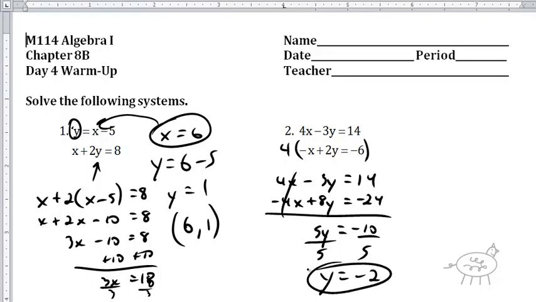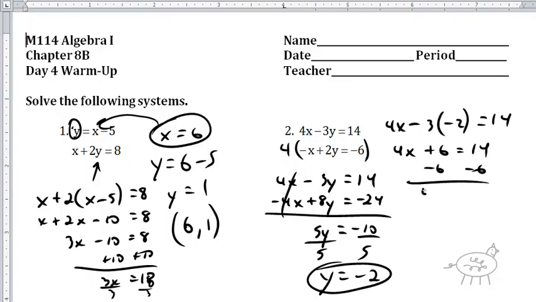I'm going to plug it into the top one. Looks like it has fewer negatives, looks a little easier. So 4x minus 3 times negative 2 equals 14. So 4x, and that's plus 6, equals 14. Subtract 6, so 4x is equal to 8, and divided by 4, x is 2. So my coordinate for this one is 2, comma, negative 2. All right, that's not too bad. Okay, let's keep going here.